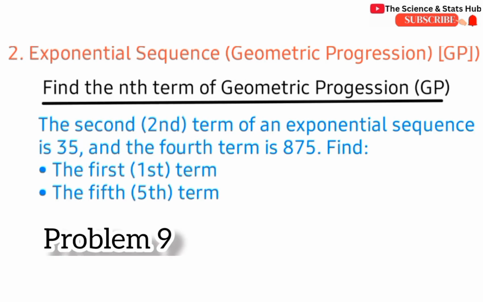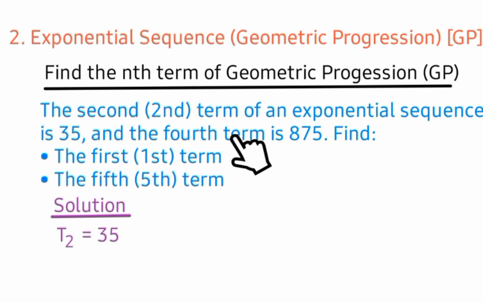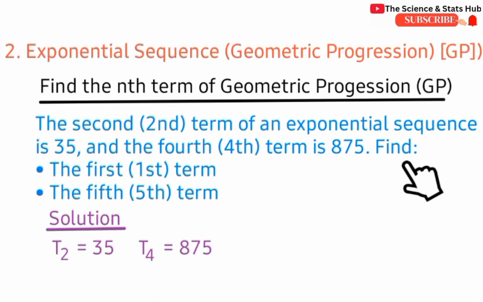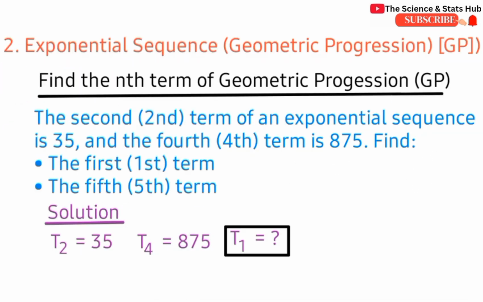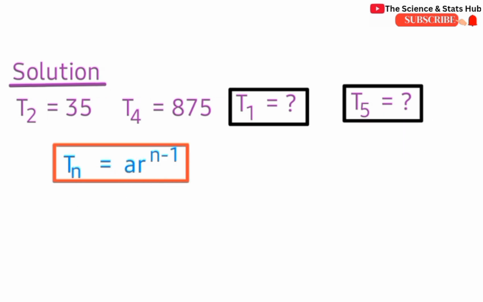Now let's look at this challenge. The second term of an exponential sequence is 35, that is T2 equals 35, and the fourth term is 875, that is T4 equals 875. Find the first term, T1, and the fifth term, that is T5. This is the usual formula used in finding the nth term of a geometric progression.